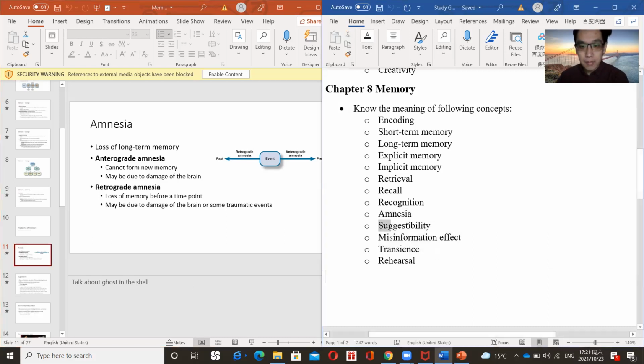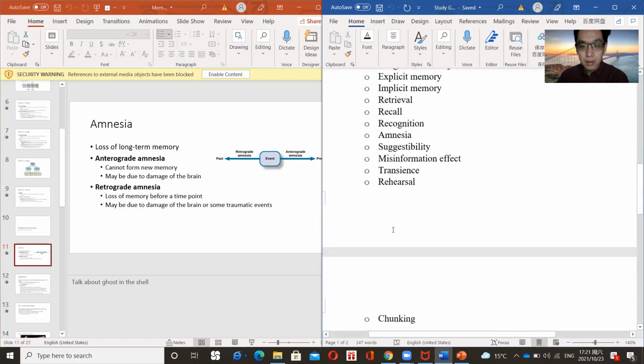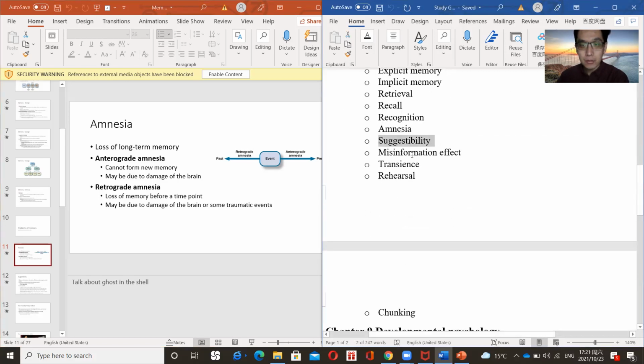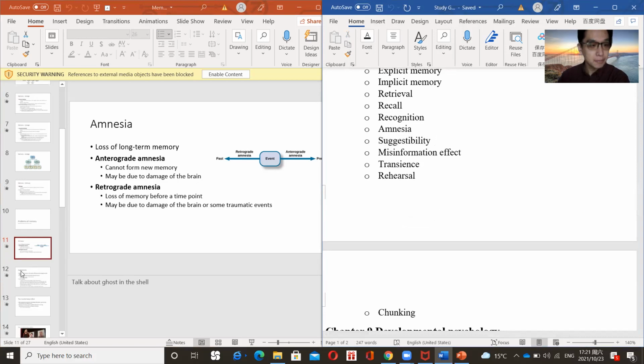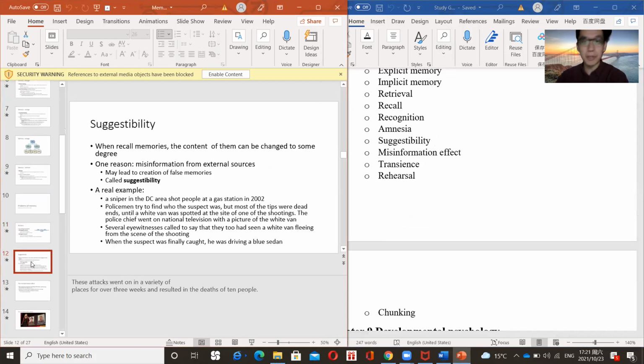And the next one is called suggestibility. Suggestibility is related to the missing information effect.